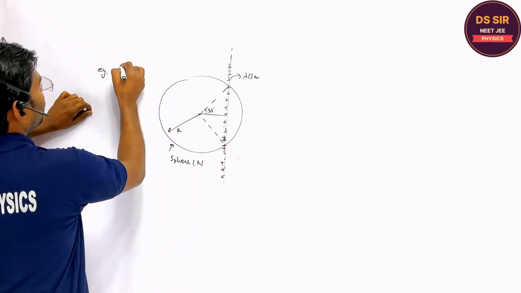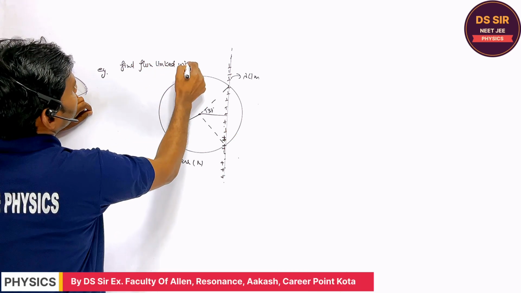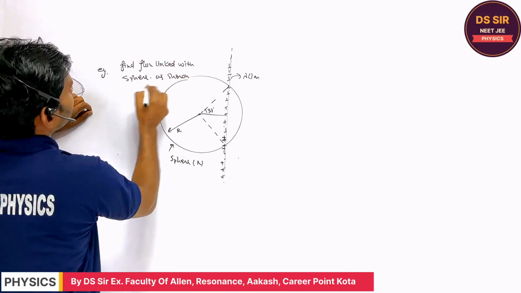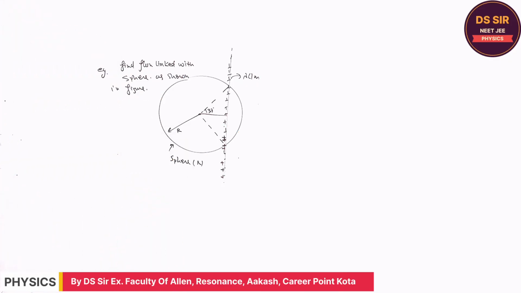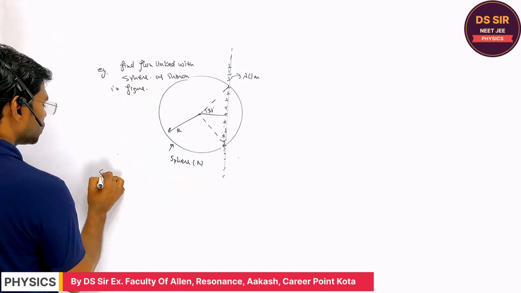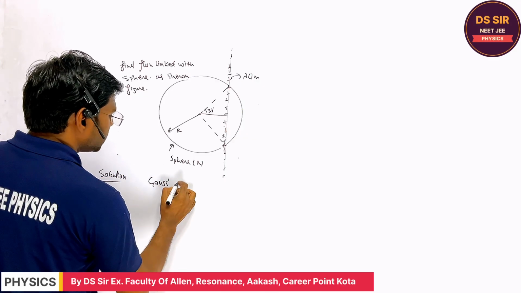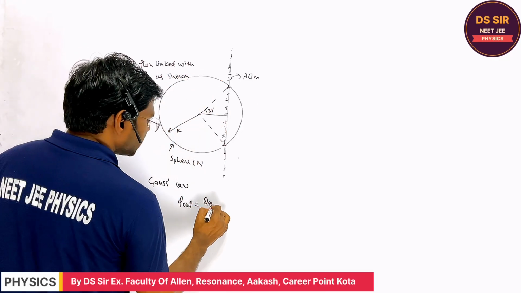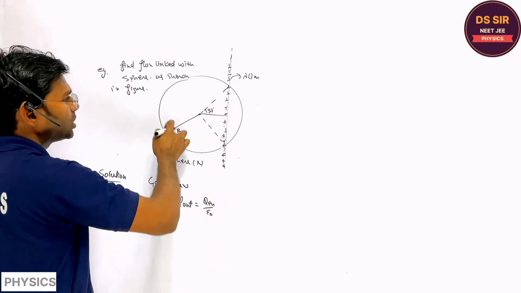So now you have to find the flux linked with the sphere, as shown in the figure. This is the question, right? Copy this. So how to find the flux linked with this surface? Very simple. According to Gauss's law, we can apply the Gauss's law. What is the Gauss's law, you tell? Gauss's law is nothing but the net flux linked with the closed surface is charge enclosed divided by epsilon naught. So what is the charge enclosed by this Gaussian surface?